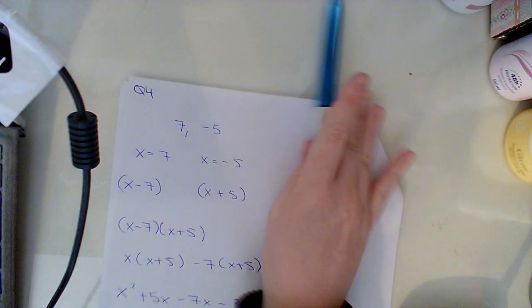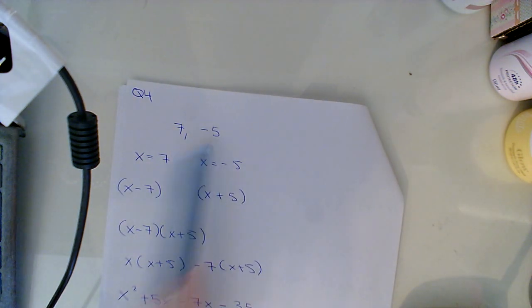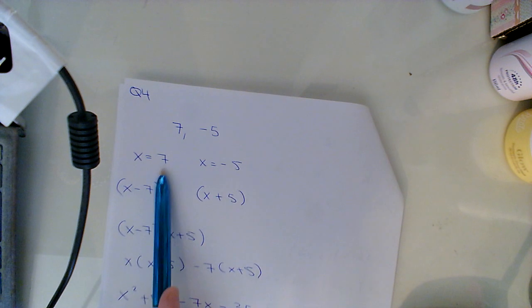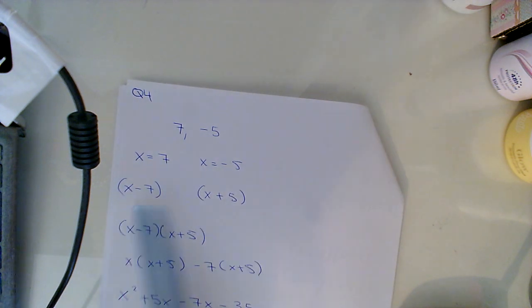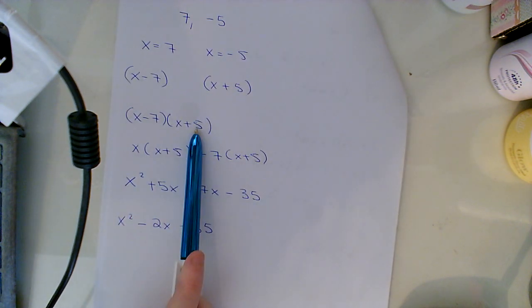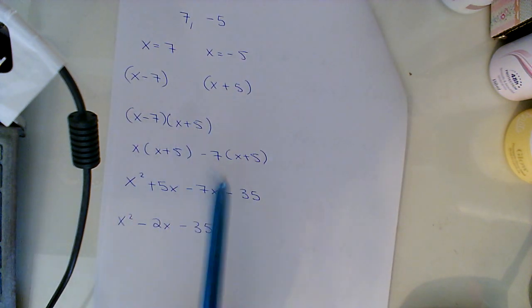Okay, question 4, my roots are 7 and minus 5, so I say x is equal to 7, x is equal to minus 5. I get my factors, so I bring this over, x minus 7, x plus 5. I multiply them side by side, so it's first term times everything in my second bracket, the second term times everything in my second bracket.